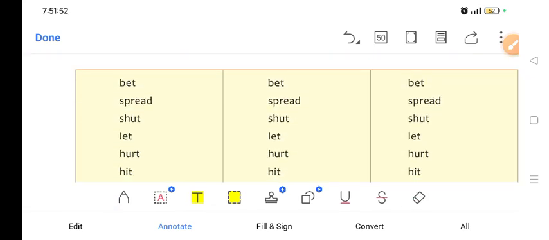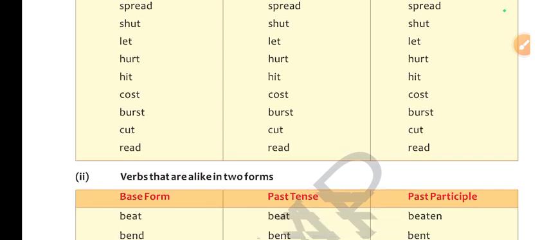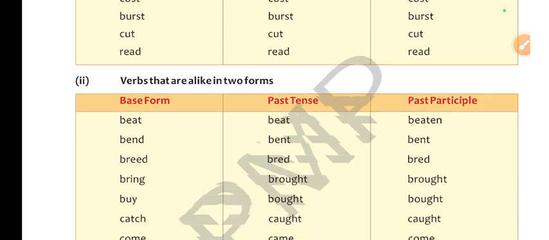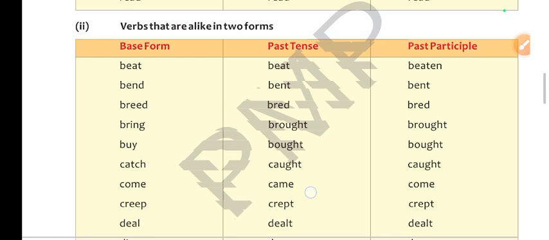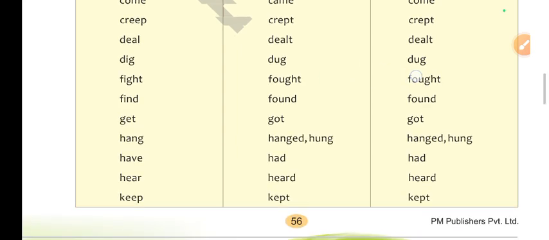They are just unchanged, like bet, spread, shut, let, hurt, hit, burst, cost, cut, read. So here are verbs that are alike in two forms, like beaten, bent, breed, bred, bring, brought, buy, bought, catch, caught. Again, these are irregular verbs.